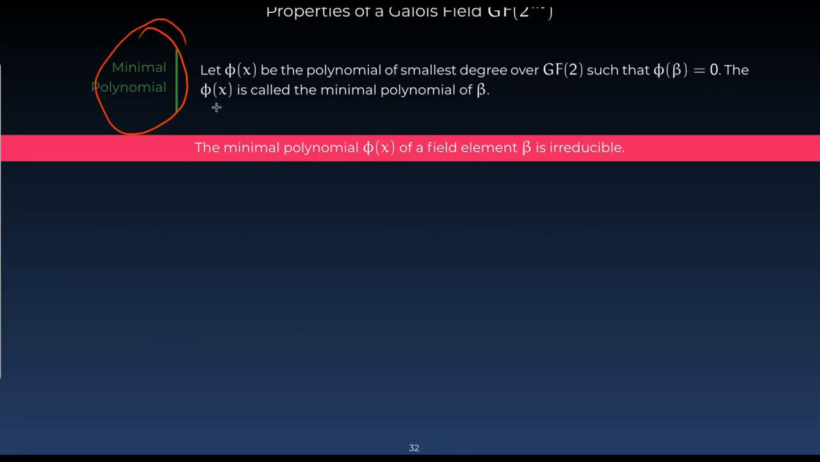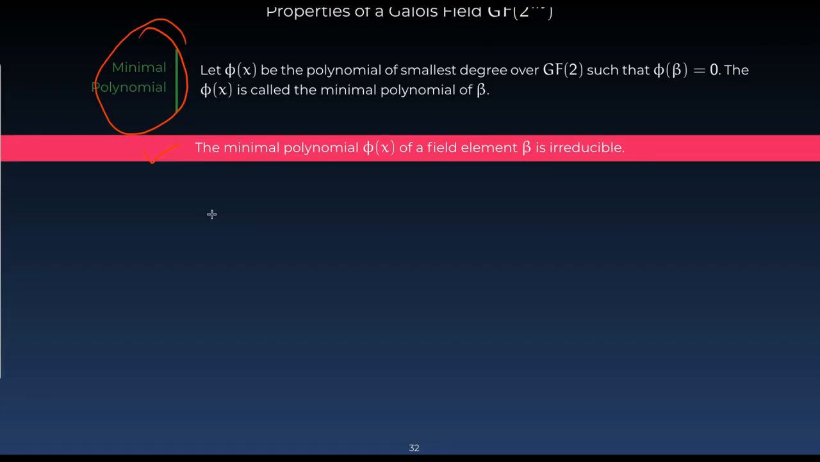Okay, so phi(x) is called a minimum polynomial of this element beta if it is the lowest degree polynomial for which beta is a root. Is that clear? And the theorem here is that the minimum polynomial phi(x) of a field element beta is irreducible, and it's also very easy to prove.